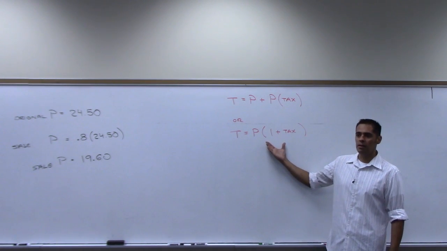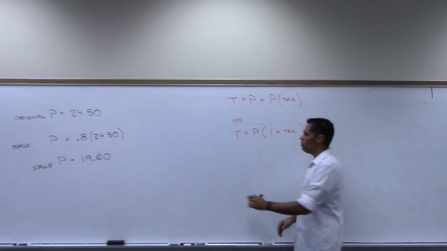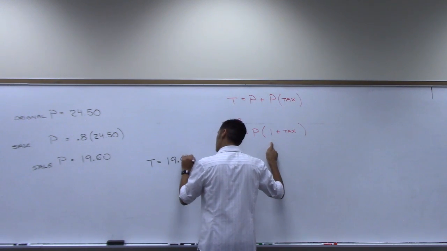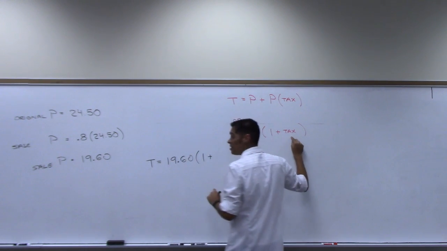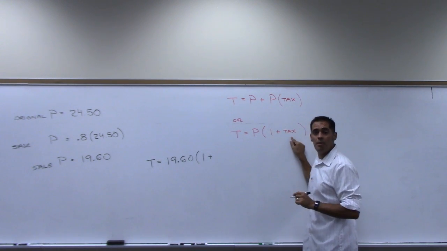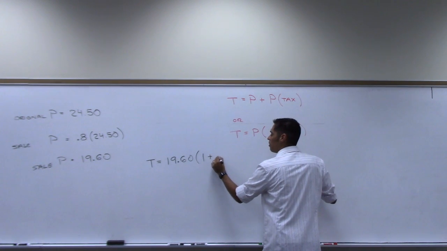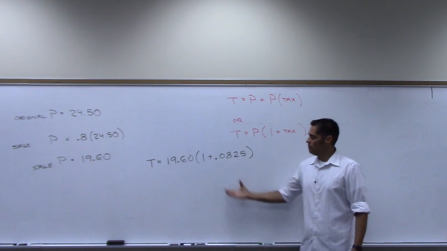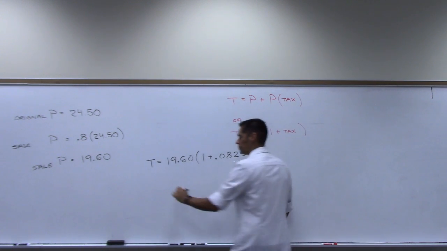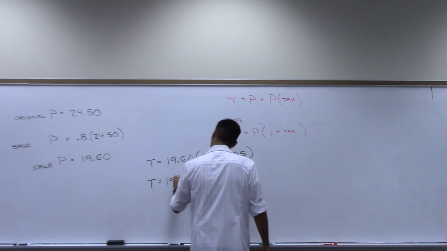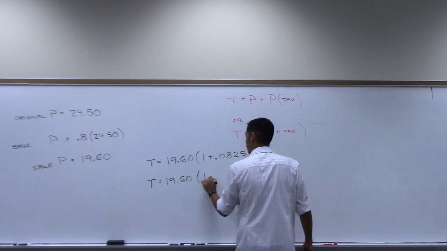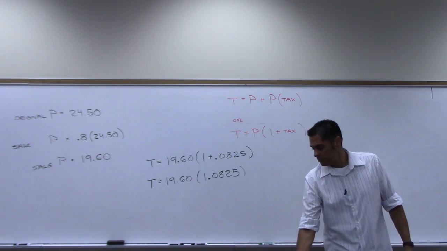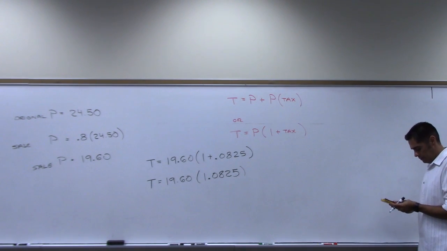Then you got to go in here and plug it into this. Your total will be, I'm going to use the second one, the price you're going to pay for it at the store, 19.60, times 1 plus the sales tax, which is 8.25%, which converted to a decimal creates 0.0825. Put these two together. $1.0825. Just adding, right? And then figure it out.